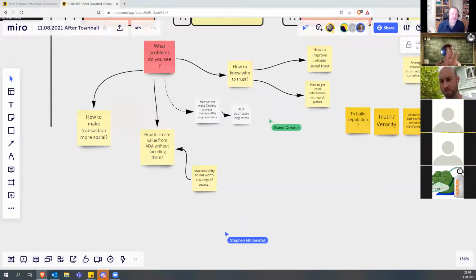All right, so back to how to create value. We can change the question: how to create value from ADA without spending it. But again, now the question is, why is it a problem that users or participants do not make the most out of their ADA when they spend it?